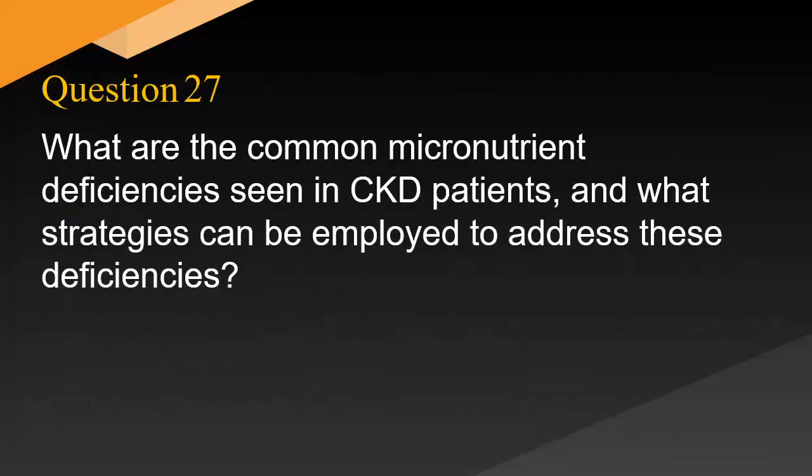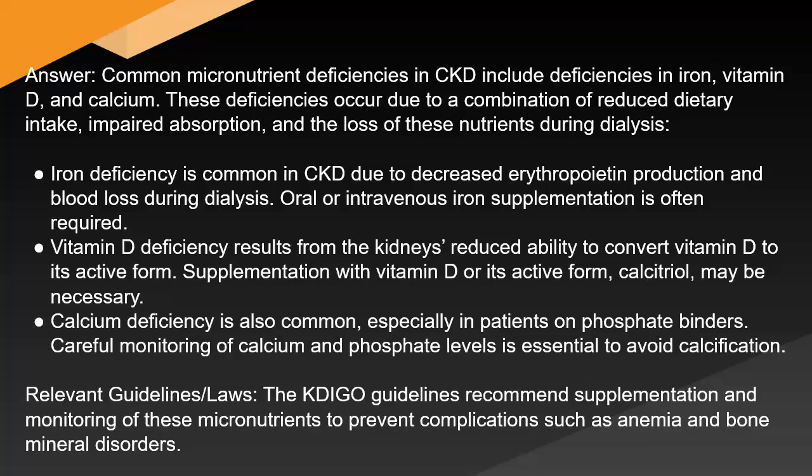What are the common micronutrient deficiencies seen in CKD patients, and what strategies can be employed to address these deficiencies? Answer: common micronutrient deficiencies in CKD include deficiencies in iron, vitamin D, and calcium. These deficiencies occur due to a combination of reduced dietary intake, impaired absorption, and the loss of these nutrients during dialysis. Iron deficiency is common in CKD due to decreased erythropoietin production and blood loss during dialysis. Oral or intravenous iron supplementation is often required.